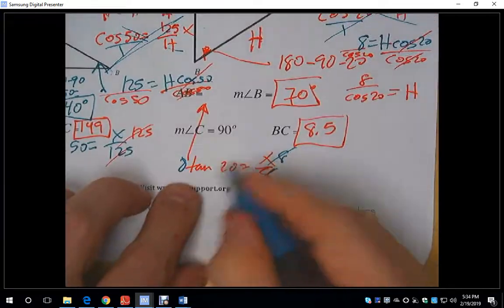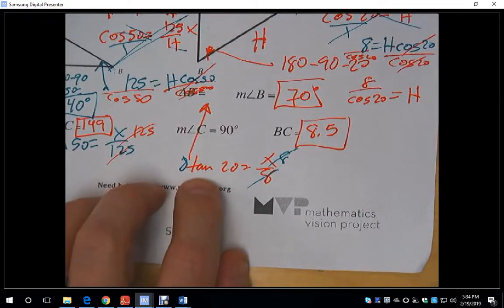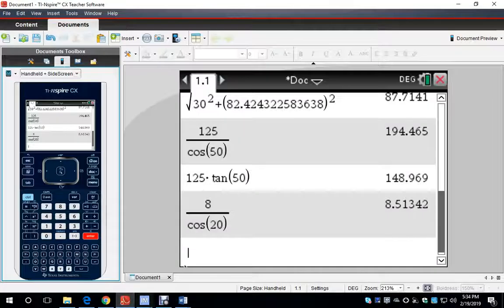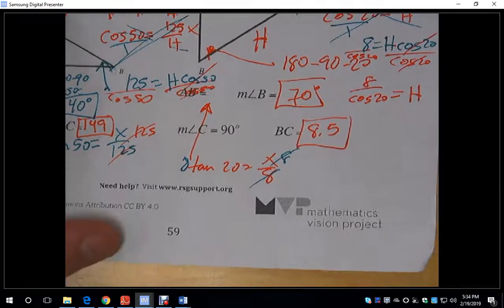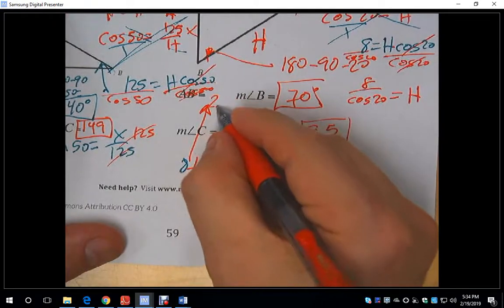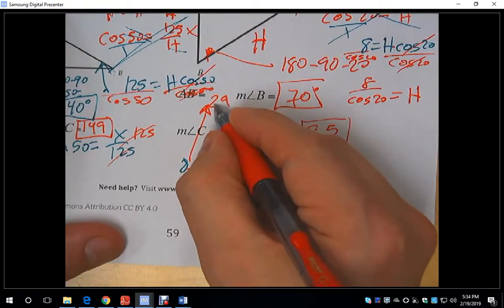Then throw this into our calculator: 8 times tangent of 20. And that gives us 2.9. So we have 2.9, whatever it is, units, inches, feet, whatever.